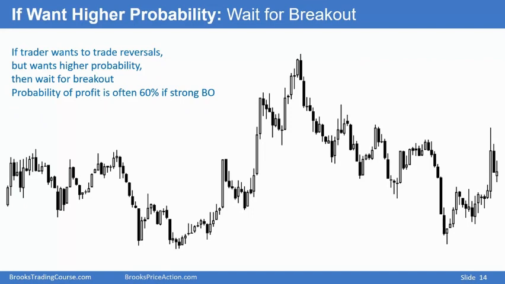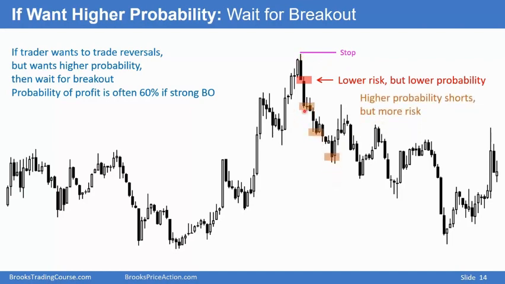Some traders want to trade reversals, but they want higher probability. Those traders wait for the strong breakout into the new trend. At that point, the probability of profit is 60%, sometimes even higher if the breakout is strong and the context is good. For example, this is a low risk trade with lower probability. Stop above the high of the sell signal bar.